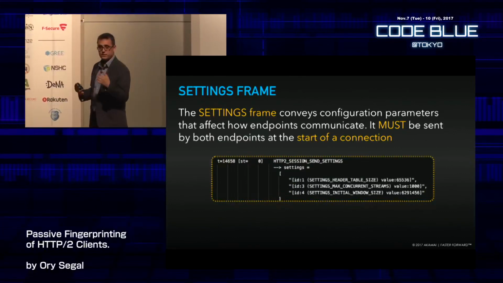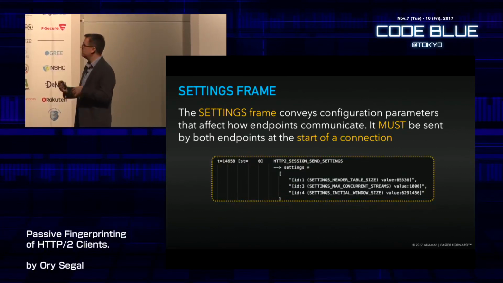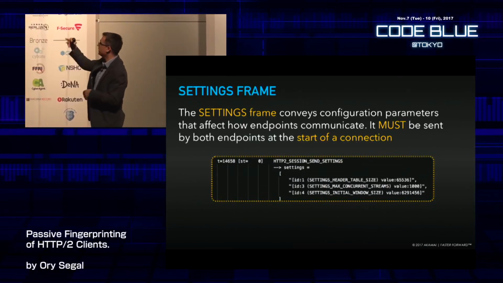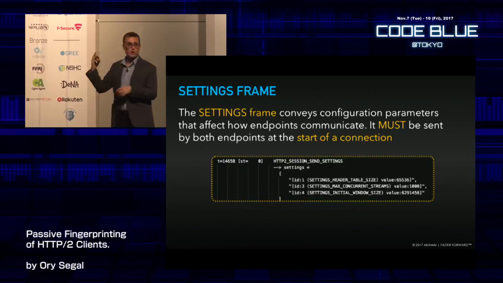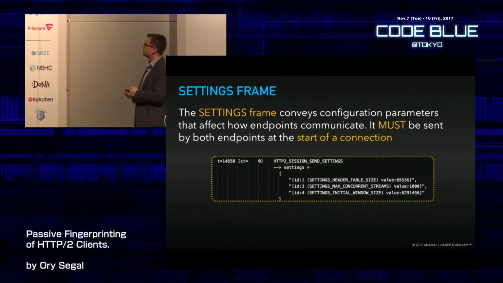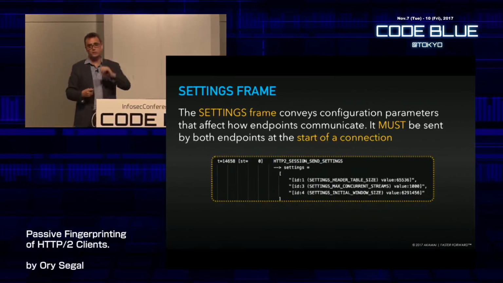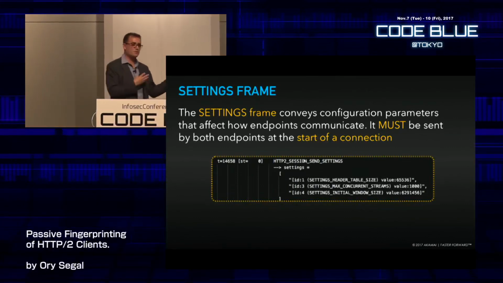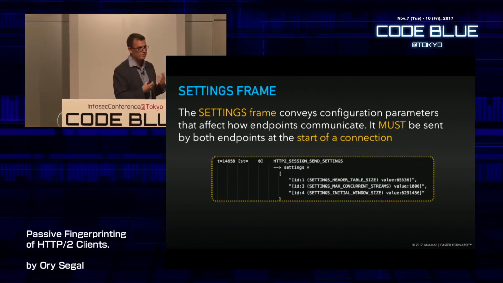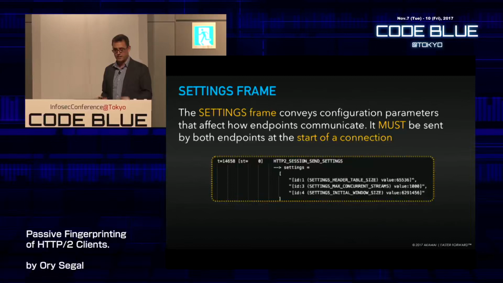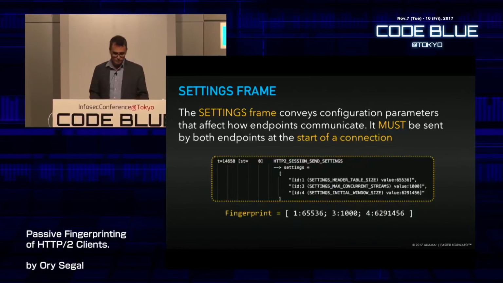Again, settings have different types. You can see in the RFC, type 1 means the header table size that the client supports. Type 3 is the maximum concurrent streams. You remember we talked about the streams earlier. And then number 4 is the initial window size. We'll get to that in a second. And then there's the value. So each client hopefully will have a different value, so we will be able to fingerprint them. Because if everybody has the exact same values, it's not very good for us.